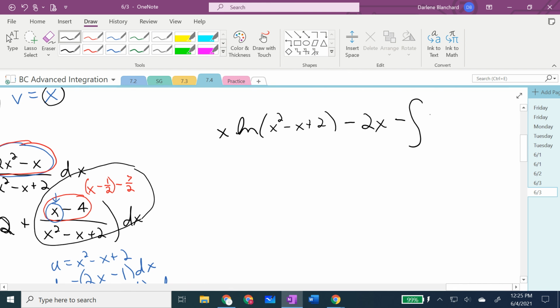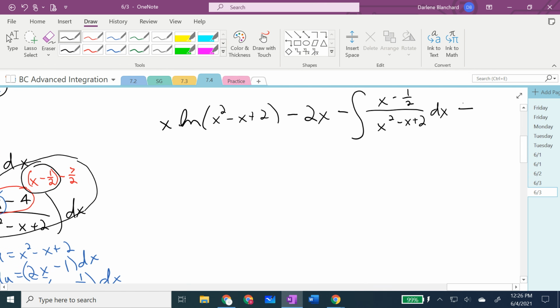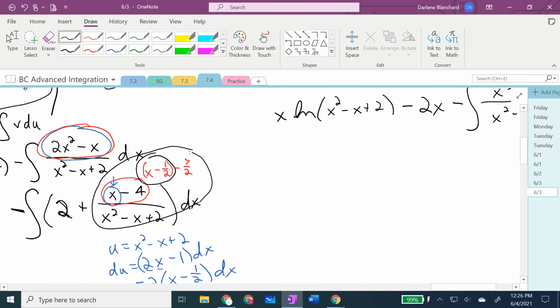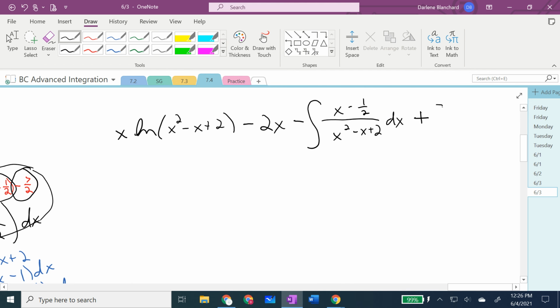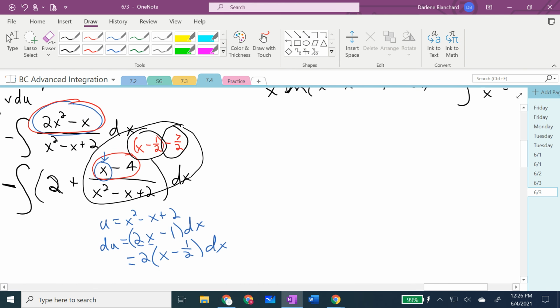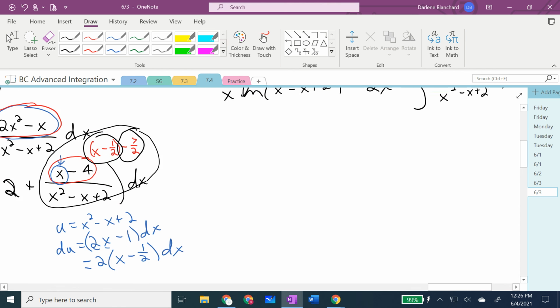So I have the x minus 1/2 piece of the numerator. And then I have minus negative 7/2 times the integral of just 1 over that denominator.